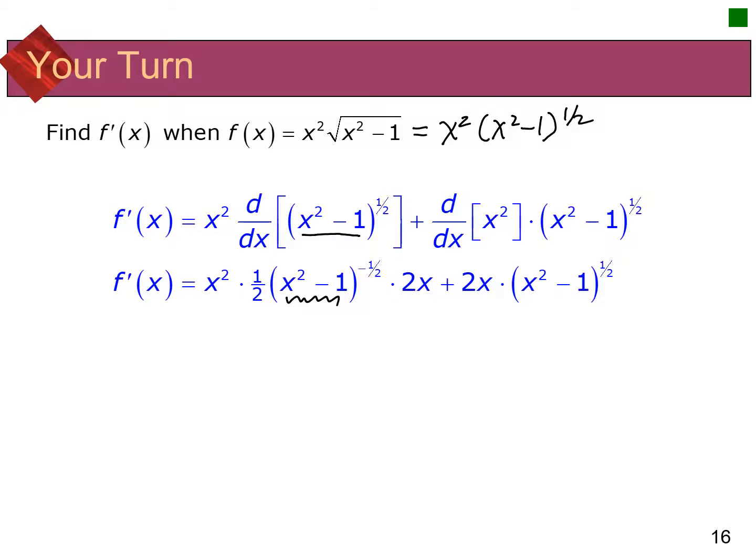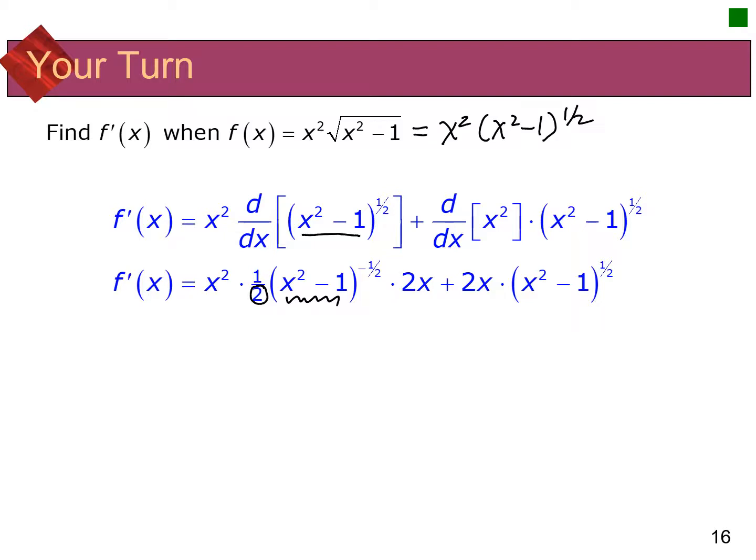So that takes care of my first times derivative of second. And now I'm going to do derivative of first times second. The derivative of x squared is just 2x, and I'm going to have that multiplied by x squared minus 1 to the 1/2 power. Now, some simplifying I can do at this point is realize that x squared minus 1 to the negative 1/2 power would be the same thing as dividing by the square root of x squared minus 1. Of course, that would put it in the denominator along with this 2 and the 1/2.